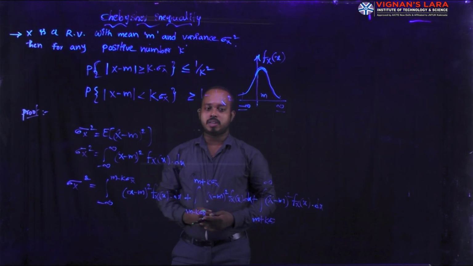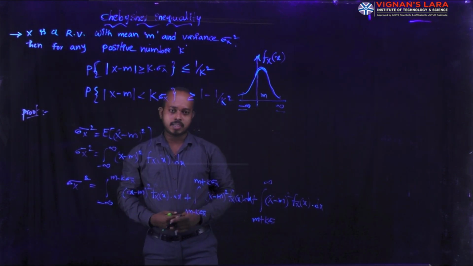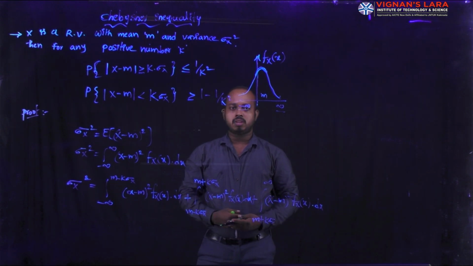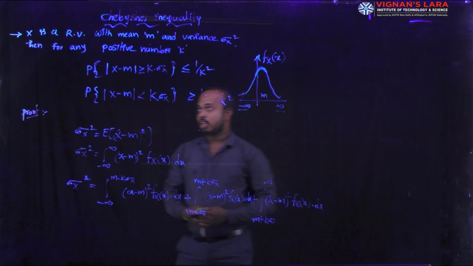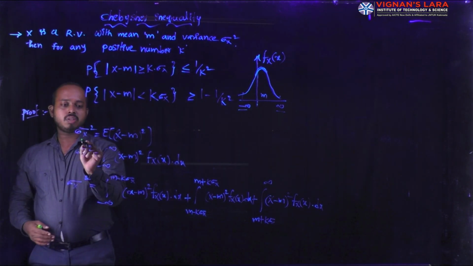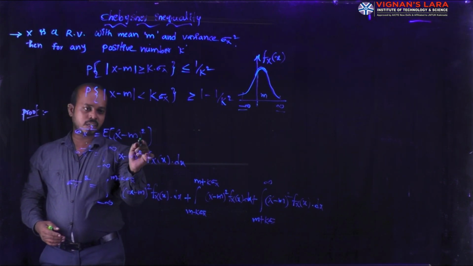These are the statements. We can prove this Chebyshev inequality. We consider the variance of a random variable. We can prove this property here. I consider the variance of a random variable, which is sigma x square equal to the expectation of x minus m whole square.